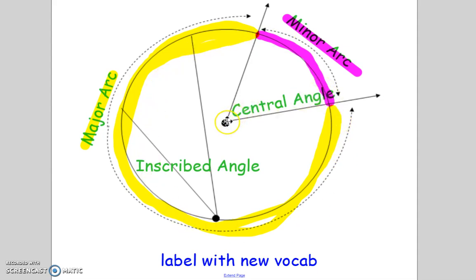Central angle, the vertex is the center. Inscribed angle, the vertex is on the circle. So that's it. That's all of your vocabulary.